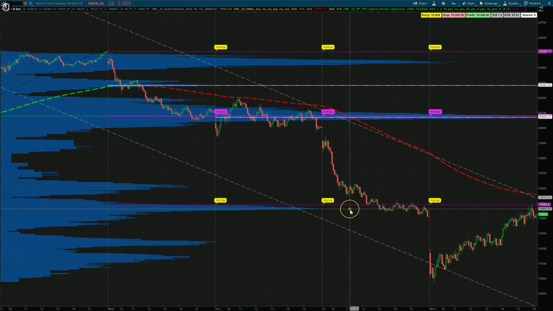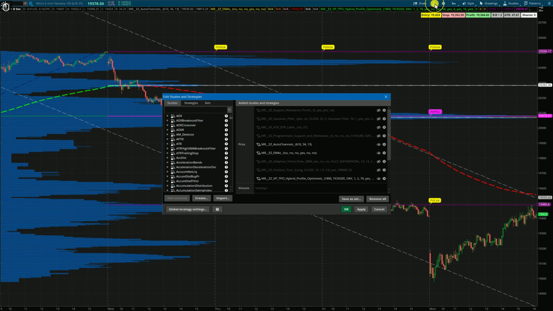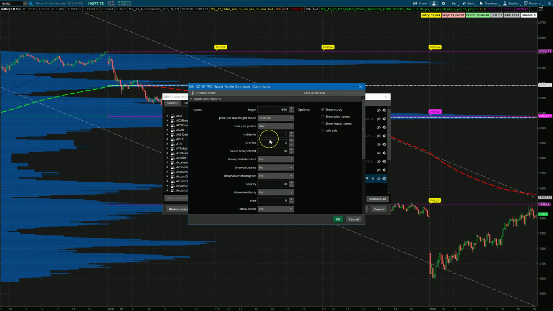All right, that's the first problem. This is basically a volume profile, but it's for the whole chart, and I just want it for the day, for each day. So I'm going to see if I can manipulate this thing on the fly, and we're going to get what we need to look at. So we got all the options here. Time per profile, it says day.